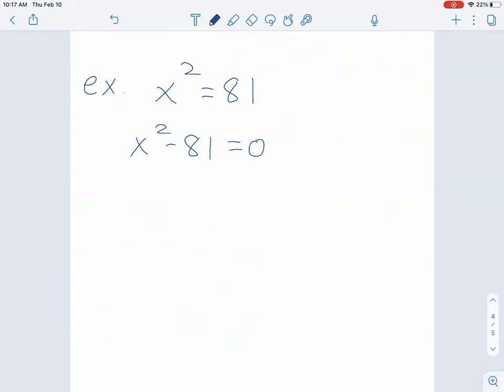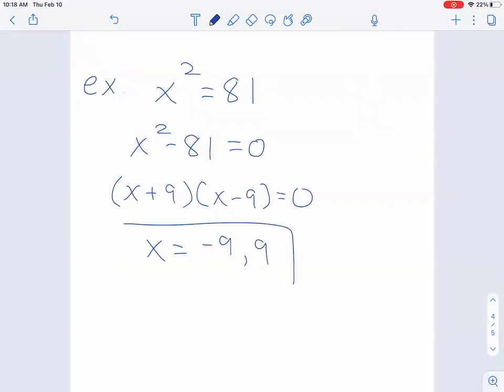Now, remember that difference of squares thing? Remember from your quiz, right? Square root of 81 is what? 9, right? So that factors into x plus 9 and x minus 9. Okay, which means our two answers are negative 9 from here and positive 9 from here. So x equals negative 9 and x equals positive 9. We can write them both like that.